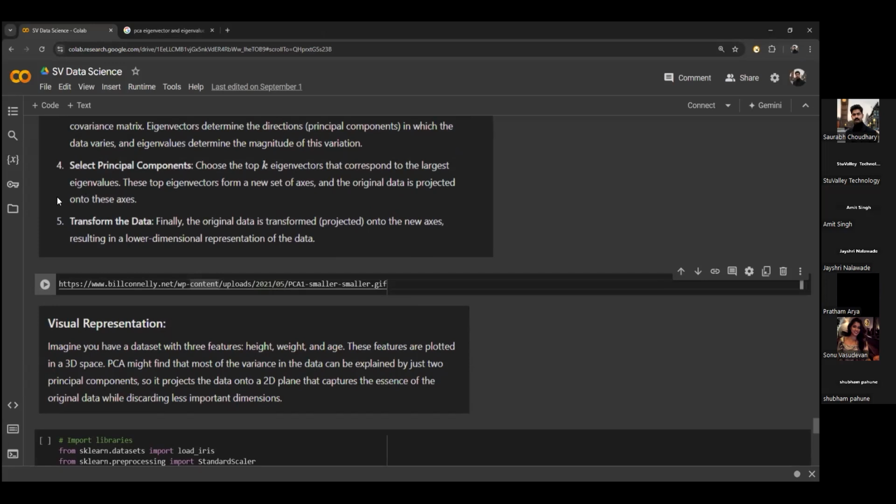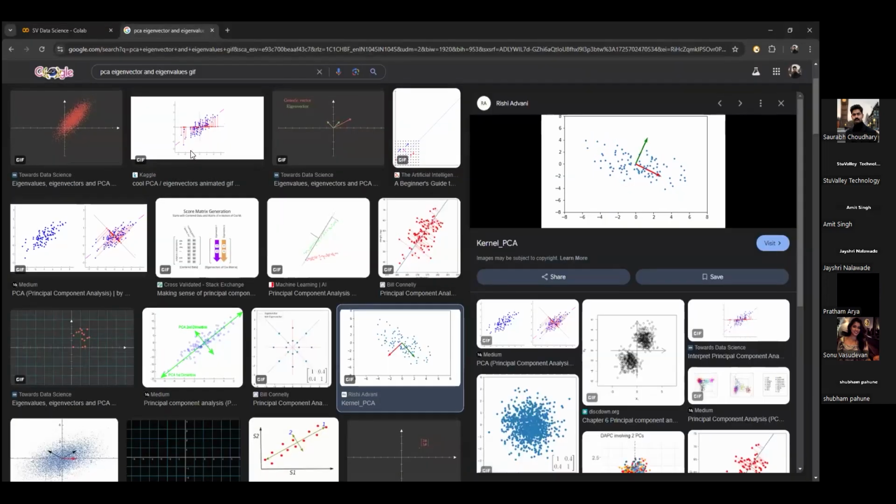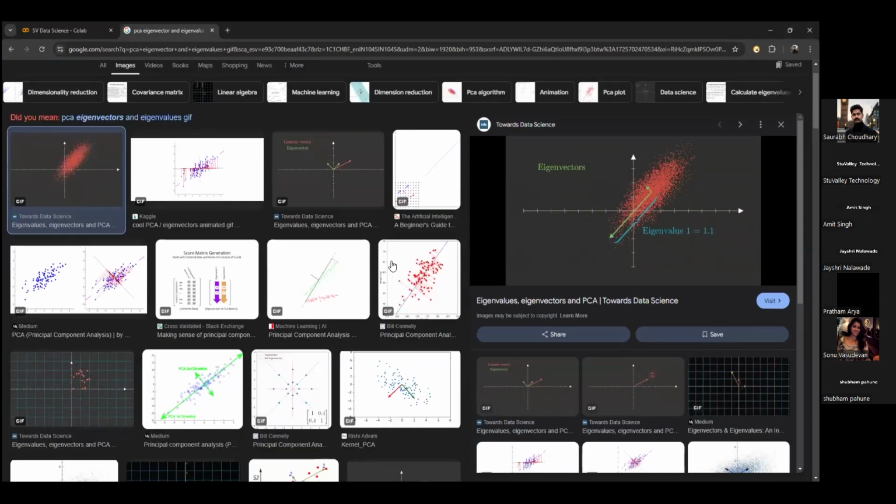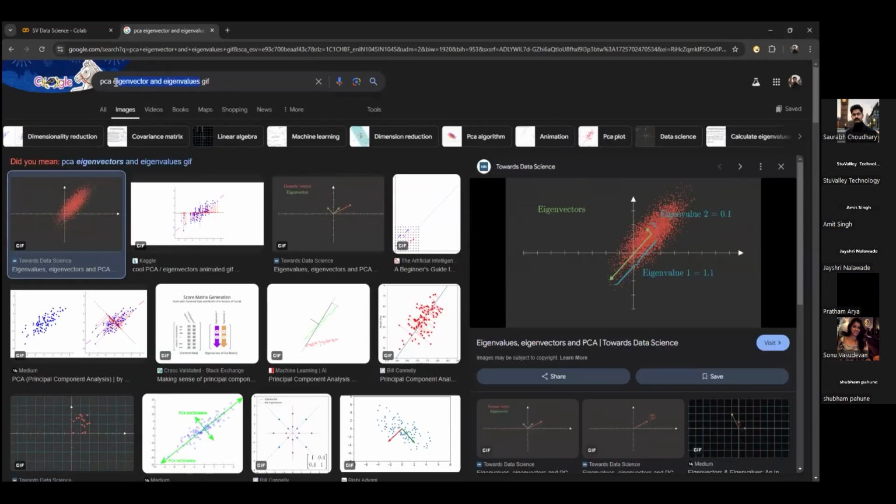Okay, so select principal component. Choose the top k eigenvectors that correspond to the largest eigenvalues. Yeah, so these top eigenvectors form a new set of axes, and the original data is projected onto these axes, just like this one. Just like we saw earlier.